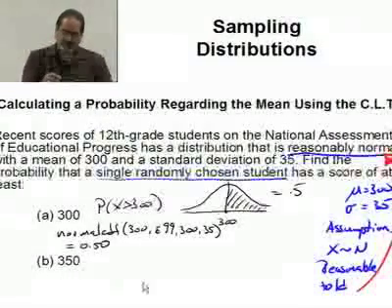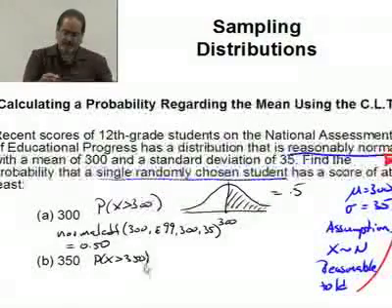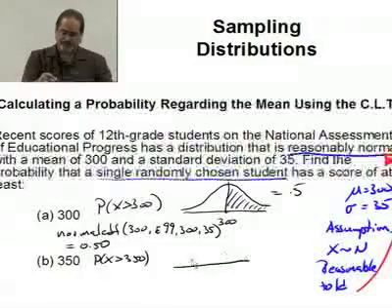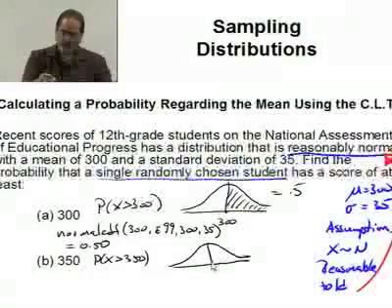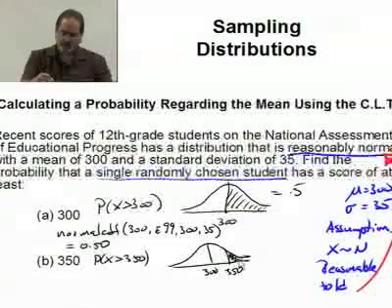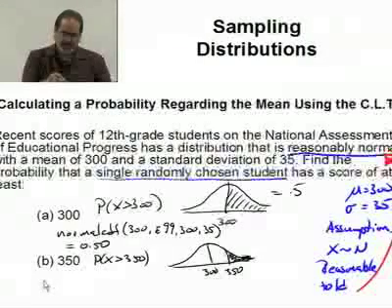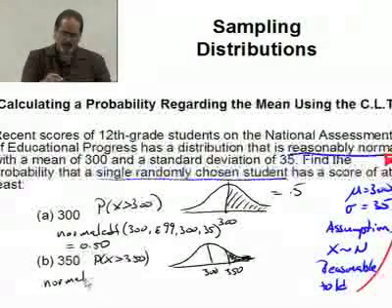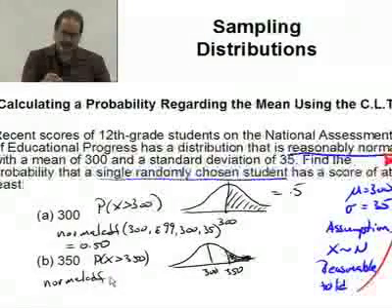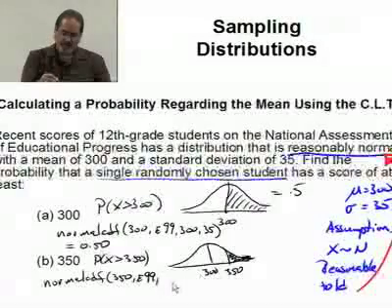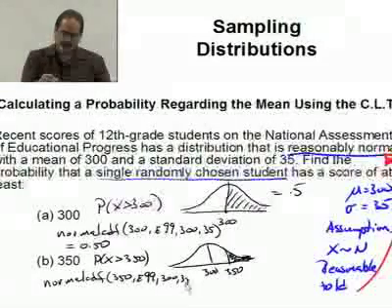Okay, this next one says, what's the probability that a random student is at least 350? Well, again, I'm going to draw a picture. 300 is the mean. 350 is up here someplace. Doesn't matter where. I'm just using this for illustration to make sure I do the right thing. I want greater than 350, so I'm shading in the area I want. So this I would use normal CDF. 350, E99. The mean's 300, standard deviation is 35.